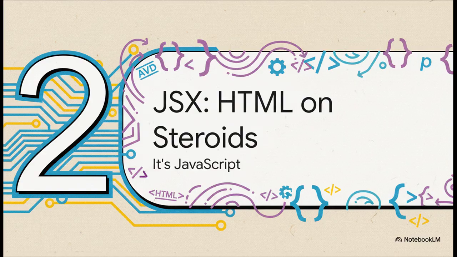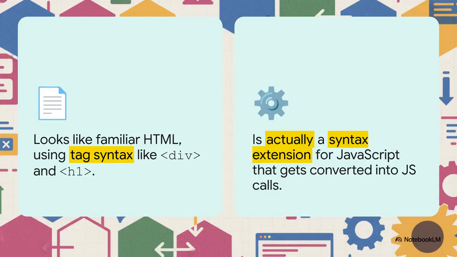Let's demystify it right now. So here's the secret. While JSX looks and feels a lot like HTML, it's actually just JavaScript in disguise. See, behind the scenes, all of that tag-looking stuff gets converted into regular JavaScript function calls. The genius here is that you get to write your logic and your markup for a component in the exact same place, which makes your code so much cleaner and easier to reason about.